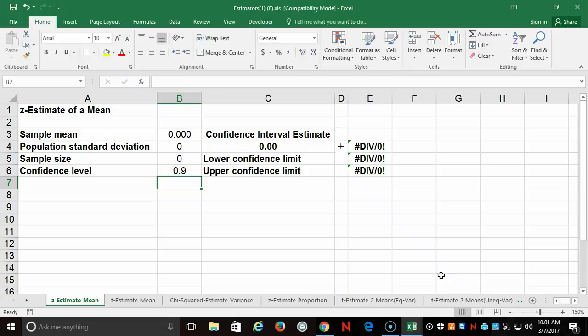Go ahead, John. What's the workbook under again? If you go under chapter 11, and it's called estimators. Okay.